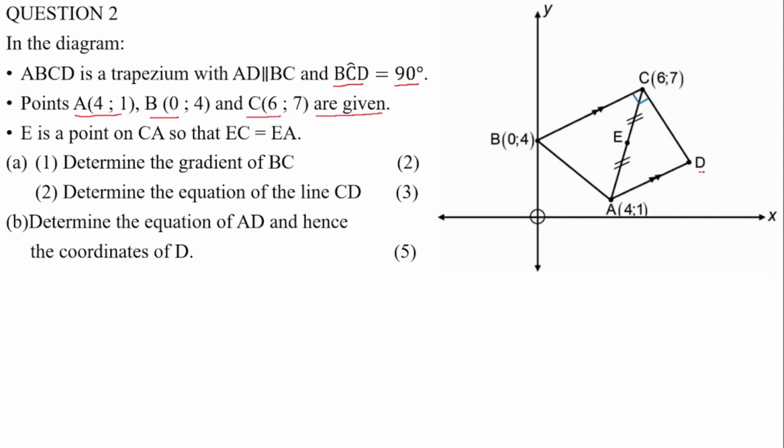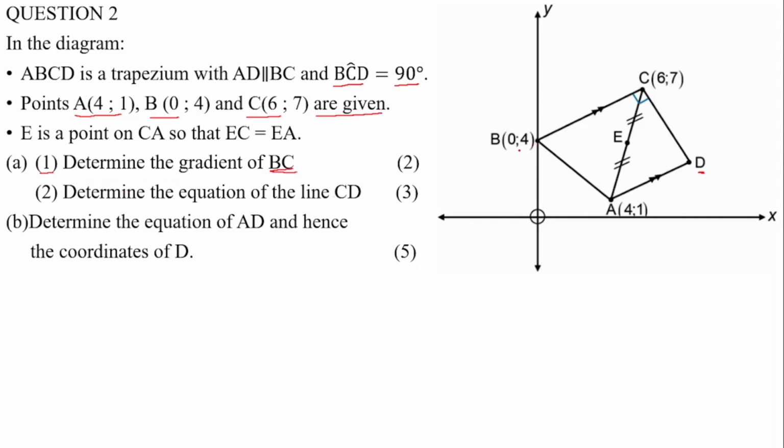We're not given point D. We're not given the coordinates of point D. E is a point on CA, so that EC is equal to EA. So it means E is the midpoint of AC. We may be required to use the midpoint formula here. So the first question says, determine the gradient of BC.